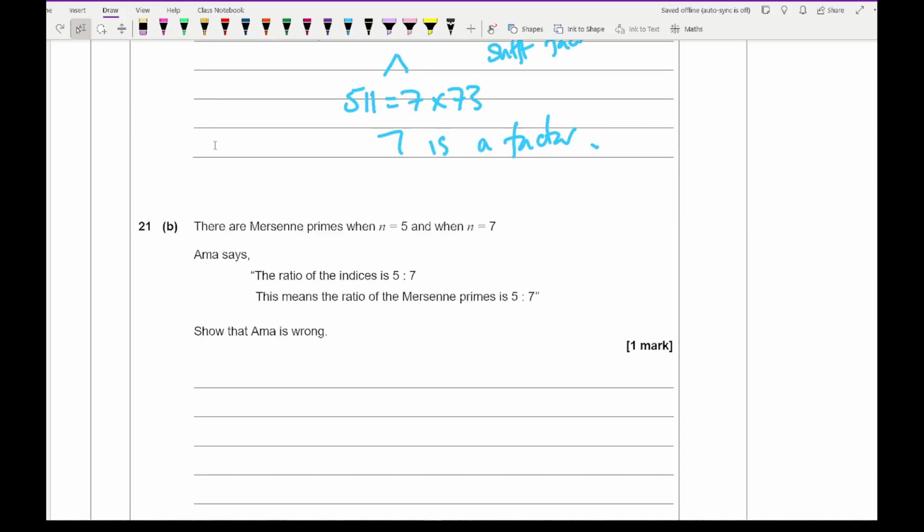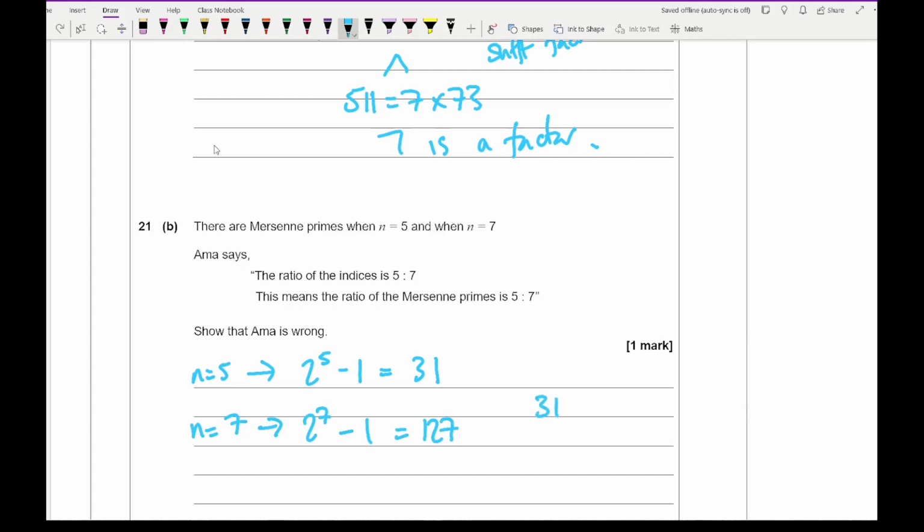It says there are Mersenne primes when n equals 5 and when n equals 7. Amma says that the ratio of the indices is 5 to 7. This means that the ratio of the Mersenne primes is 5 to 7. Show that Amma is wrong. Well, when n equals 5, what do we get? We get 2 to the power 5 minus 1, which is 31. Then when n equals 7, we get 2 to the power 7 minus 1, which is 127.